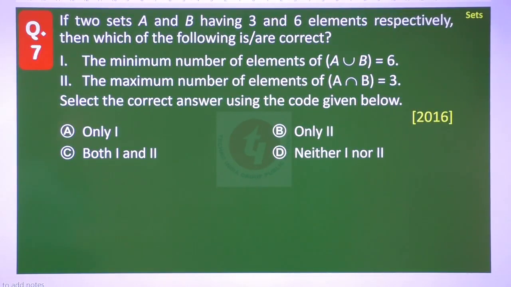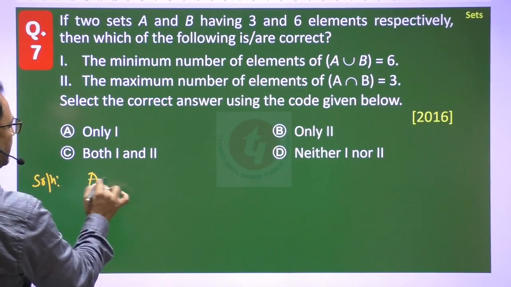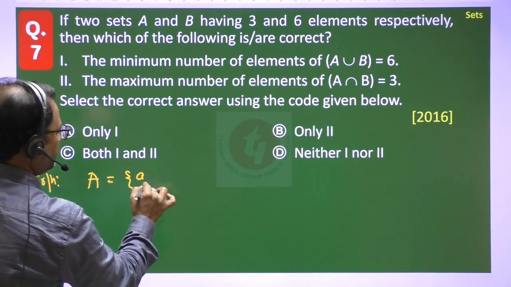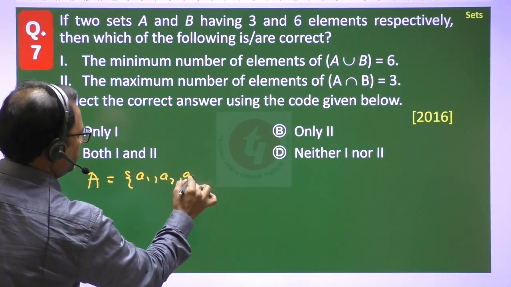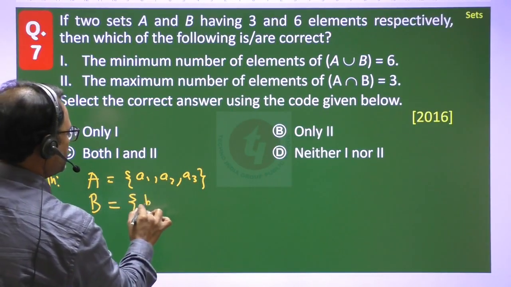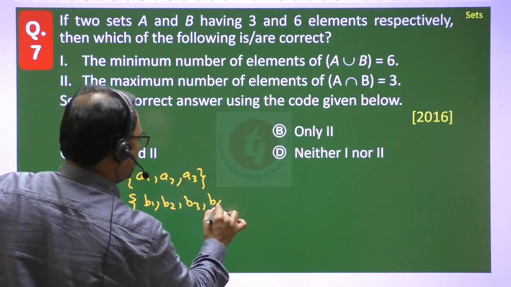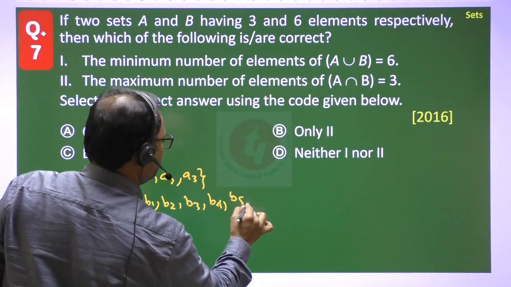Two sets are given, A and B. A has 3 elements and B has 6 elements. Which options are correct? It is a very easy question. Suppose I take set A which has the 3 elements A1, A2 and A3. Next I have set B, which has 6 elements, B1, B2, B3, B4, B5 and B6.